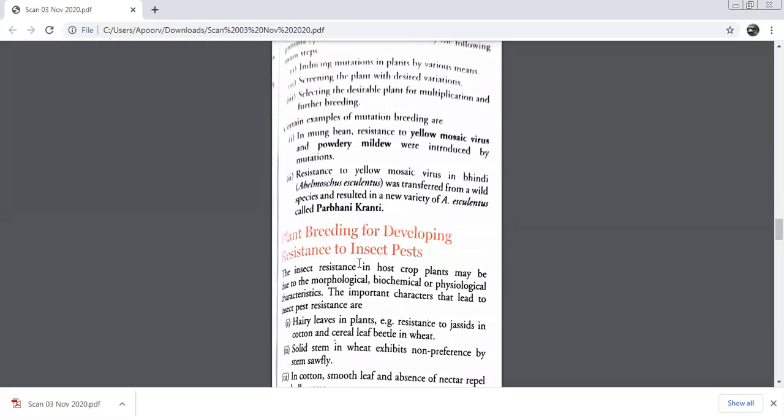We have a lot of production of mung bean. Similarly, resistance to yellow mosaic virus in bhindi was also transferred from a wild species. And then we got a new variety, that is also known in Hindi as Prabhani Kranti. Prabhani Kranti is basically resistant to yellow mosaic virus.